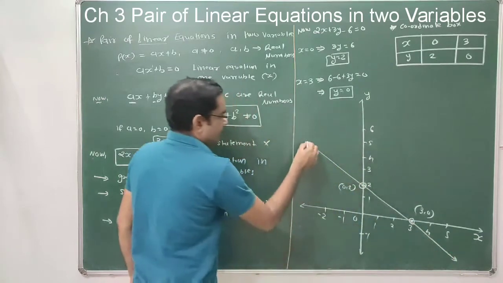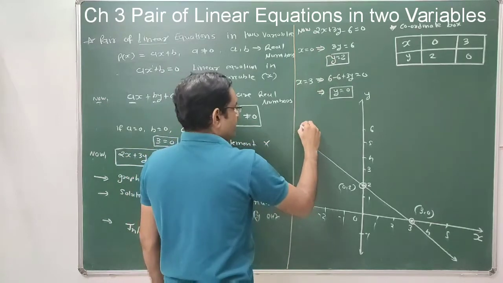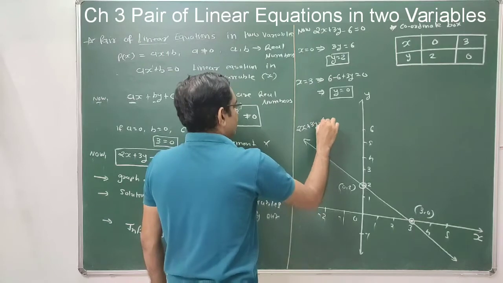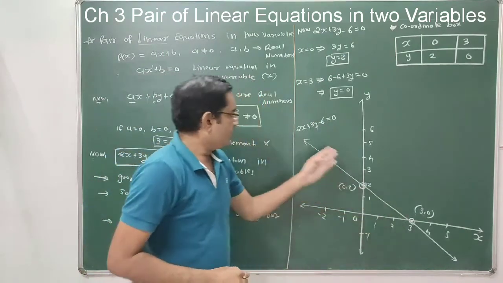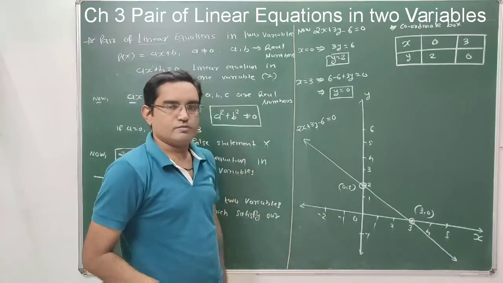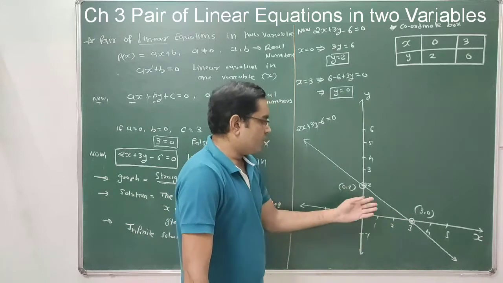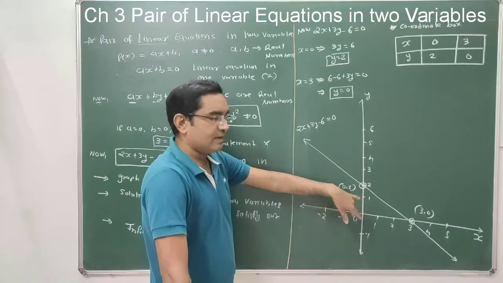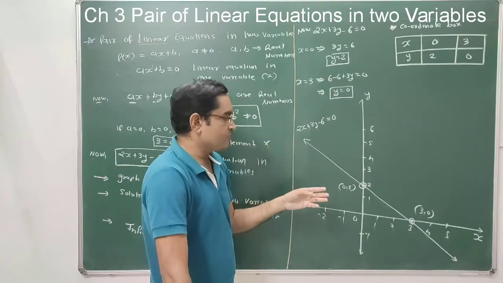So here we are getting one straight line. This straight line is the graph of the equation. Which equation? Here we write the equation 2x plus 3y minus 6 equal to 0. This is the graph of the equation 2x plus 3y minus 6 equal to 0. Here we can see that the 2 points 0, 2 and 3, 0 lie on this graph. That means these 2 points are the solution of this linear equation in two variables.